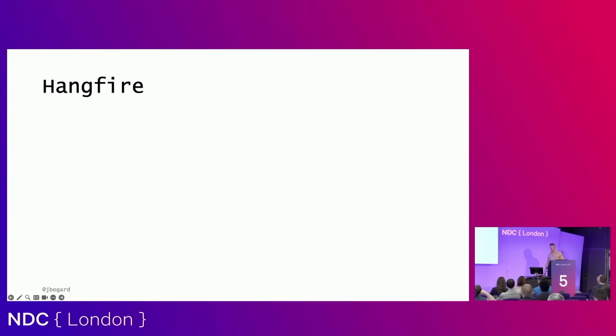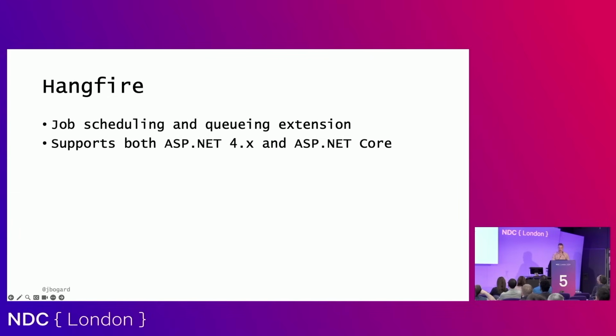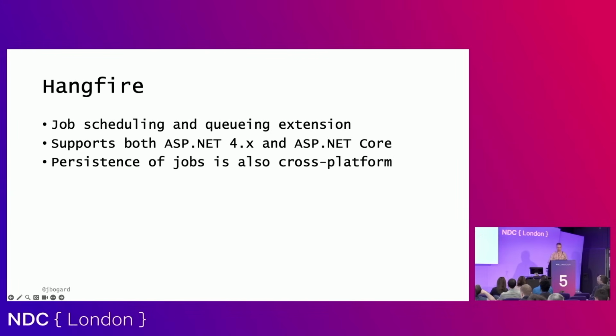Our next thing we hit was Hangfire. So what is Hangfire? Hangfire is a job scheduling and queuing extension to ASP.NET and ASP.NET Core. It supports ASP.NET 4x and ASP.NET Core. It runs in the background of an ASP.NET application to do background jobs, queuing, cron style jobs, that sort of thing. A lot of my systems use this where we don't want to have some other application to do background tasks. We piggyback on top of the web application to do this sort of stuff.